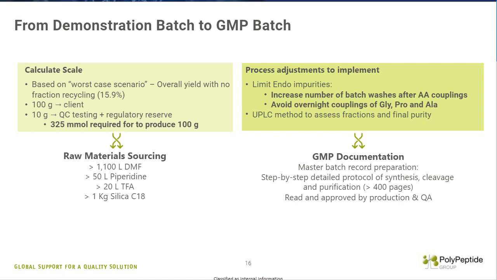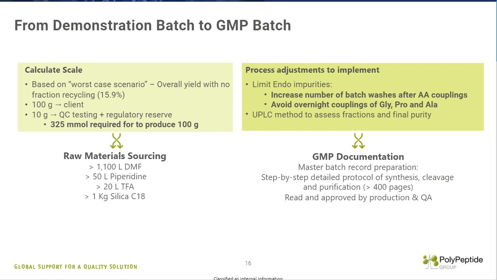And in the case of glycine, proline, and alanine, we decided that we would limit overnight coupling. So we would have a fixed time for each coupling, and we wouldn't let them run overnight, in order to avoid double incorporation. What we also did for the GMP campaign, and that was also requested by the client, was introduce a UPLC method to assess fractions and final impurity. This validated analytical method was developed in between the demonstration and GMP batches in order to provide a better assessment of the purity during our GMP campaign.